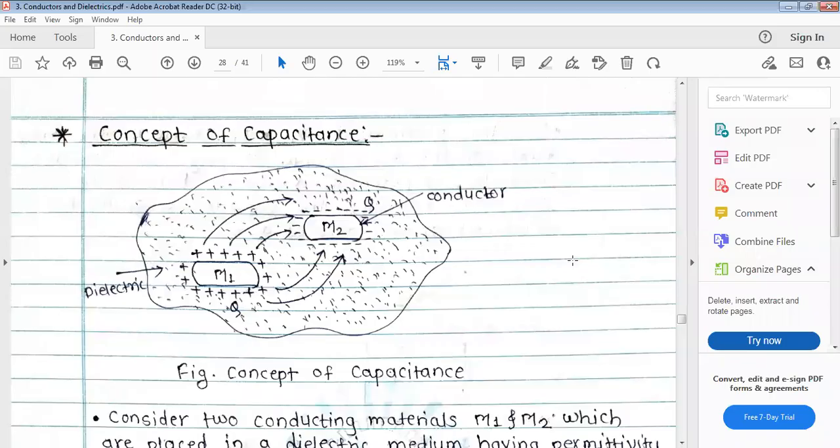Hello. So good afternoon, everyone. Today we'll start a new point, that is the concept of capacitance. Okay. So the screen is visible to all, right?